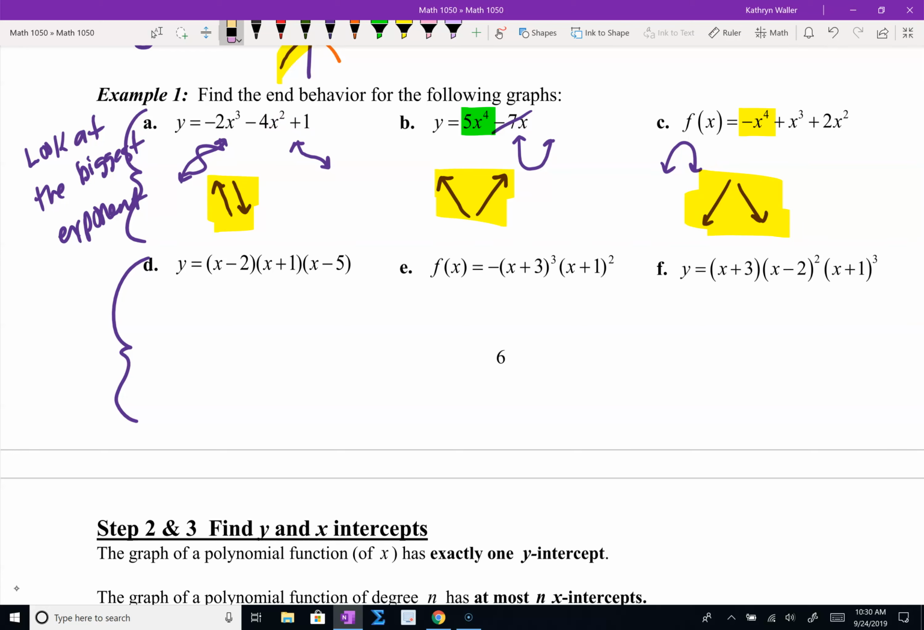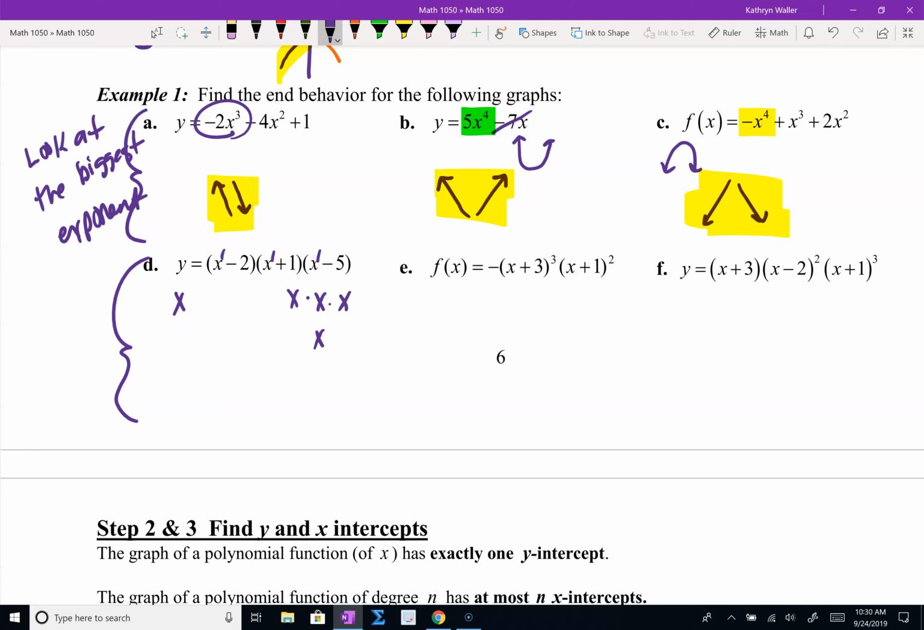Now, I want you to compare question A to question D. Just take a second and look at those. So question A, it's all multiplied out or all simplified. And question D, it's factored. So you don't have to multiply the whole thing out because the only thing that determines the end behavior is that biggest exponent. So what's my biggest exponent going to be, everybody? It's a third. Look, because you have an x to the first, x to the first, x to the first.